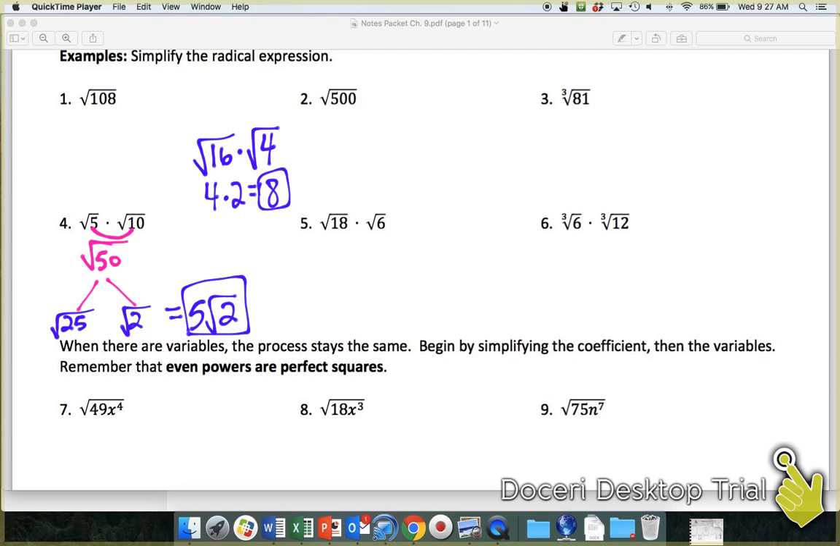Okay, number 5. Let's look at it. What would you guys do since neither of those are perfect squares? Multiply them. So you multiply 18 times 6 and you get square root of 108. Okay, this is what I was saying earlier. Look at this. Do you notice anything about this that you may have already done? They equal. Oh, it's that one. You get what I'm saying? So what was the final answer? 6. Final answer, 6.